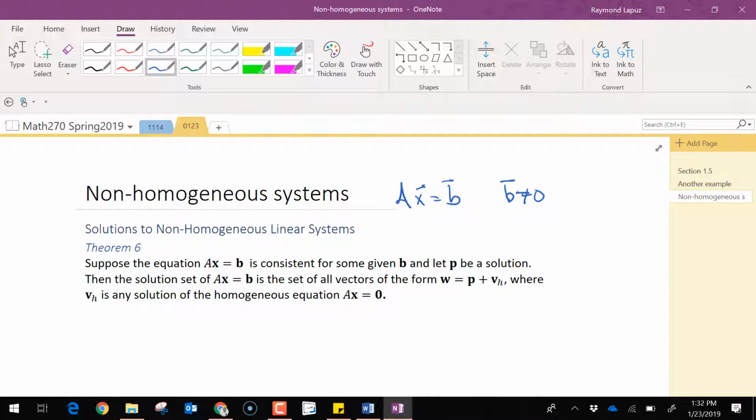So suppose the equation AX equals B is consistent. That means you have a solution for some given B, and let P vector be a solution. Then the solution set is going to be all the set of vectors W equal to P plus a V sub H, where V sub H is a solution to the homogeneous system.